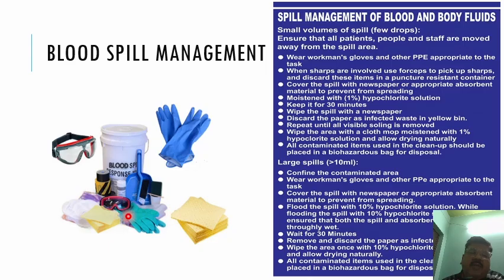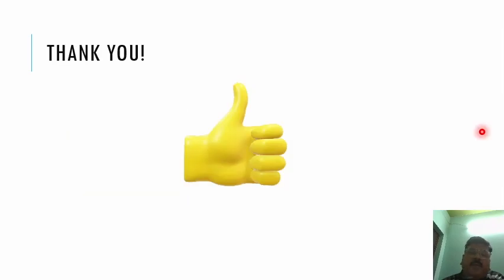And the exhausted materials in the spill kit should be replaced and the incident should be reported and recorded in the register. So this is about the important aspects of infection control in the ICU. The basic aspects are there.